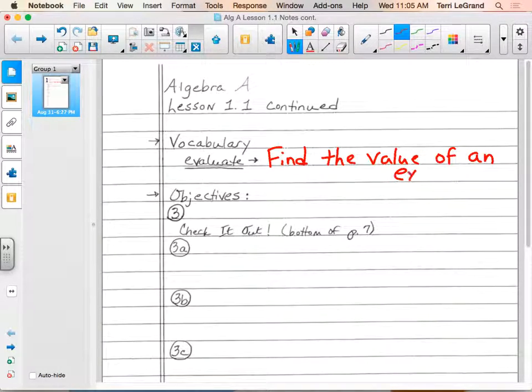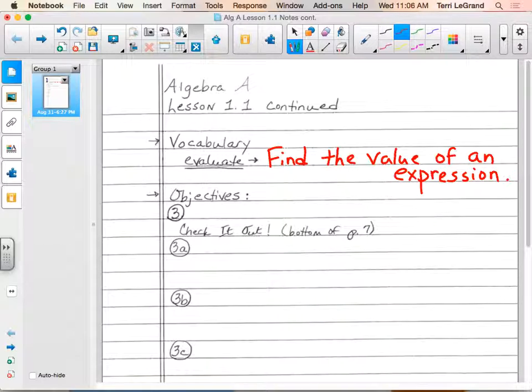Now, if it's a numerical expression, you should be able to just go to work simplifying it, doing the computation, because there won't be any variables involved in it. But if it's an algebraic expression, we know algebraic expressions have variables in them, so we're going to have to put something in for the variable, and then we'll be able to evaluate it. We'll be able to do the math computation, okay?